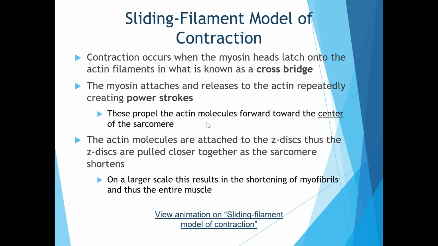So as I said, the Z discs are the anchors. So when the myosin pulls it in, it's going to go towards the center of the sarcomere. And so the Z discs are also pulled closer together as that sarcomere shortens. And then, like I said, this is kind of a chain reaction from the microscopic level to the full muscle.